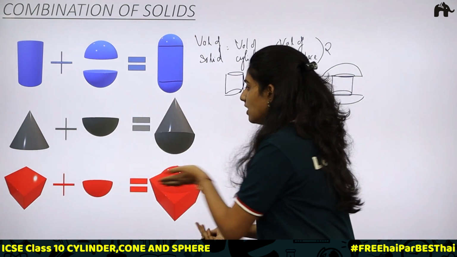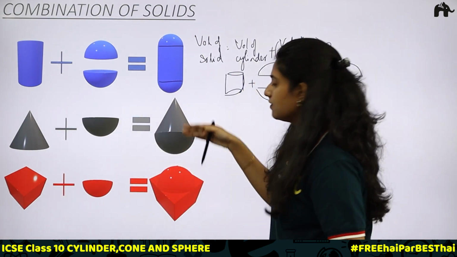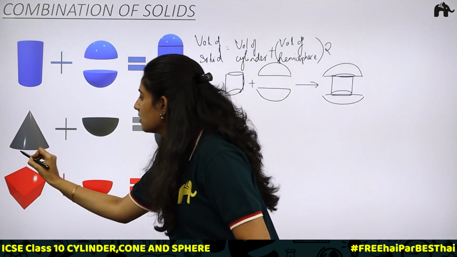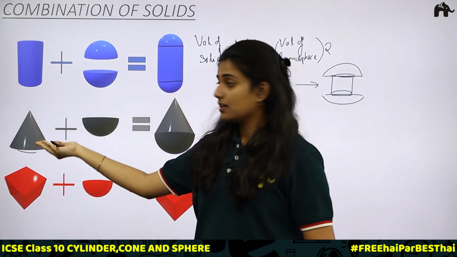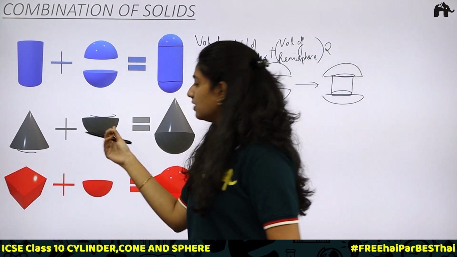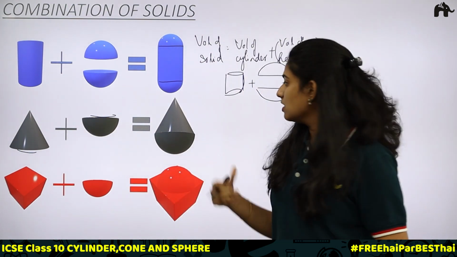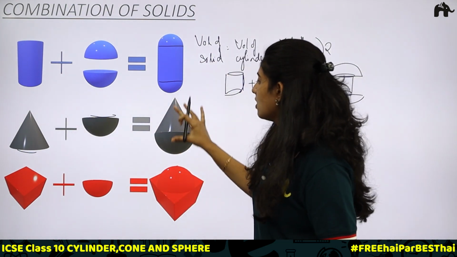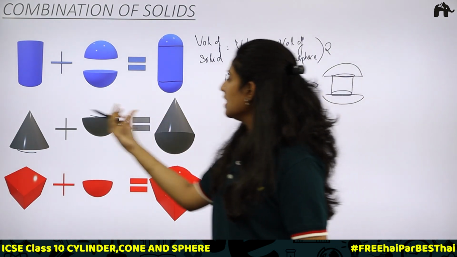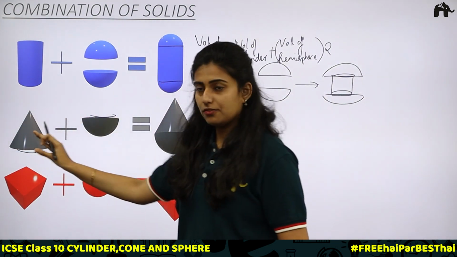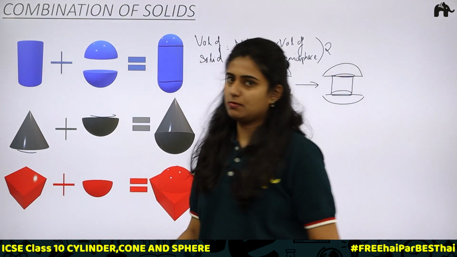So for example, if you are painting this figure, you don't need to paint the bottom portion of the cone and the bottom portion of the hemisphere, right? So to paint this completely, the total surface area is taken, and it will include the curved surface area of the cone and the curved surface area of the hemisphere.